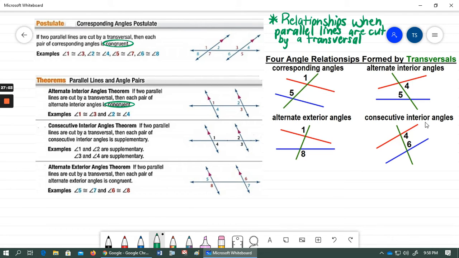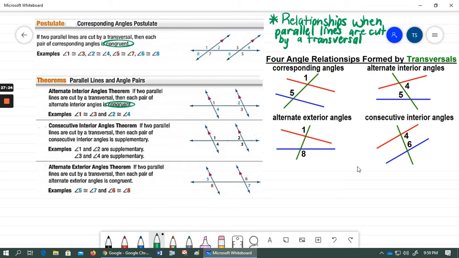All right, and so we've got a little diagram here to remind you of what consecutive interior angles, or same side interior angles, look like, where they're interior angles that are on the same side of the transversal. And again, that's to remind you of what they look like. You see that right there? All right, good. I'm glad you see it.